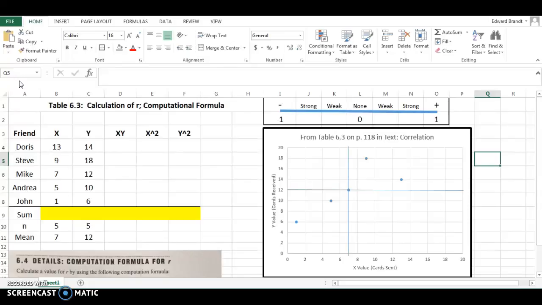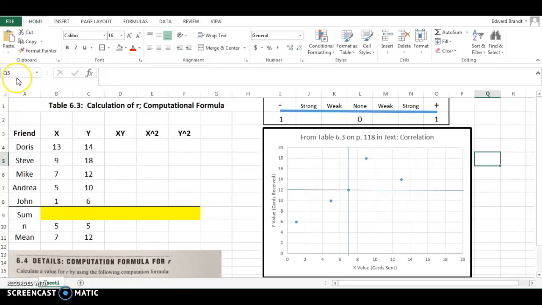For this brief screencast, I want to do two things. First, I want to talk briefly about the overall idea of correlation and the statistic R, which is the correlation coefficient, and what it means and how to interpret it. But I also want to walk you through how to use Excel to help you in finding R with the computational formula from the text. So first things first, let's talk about correlation.